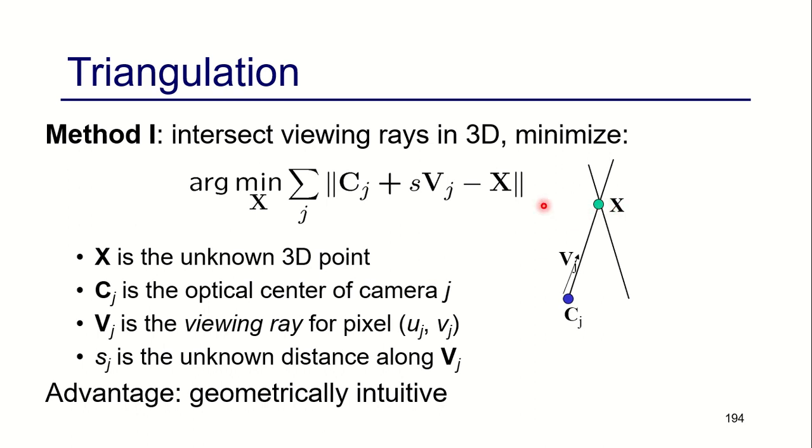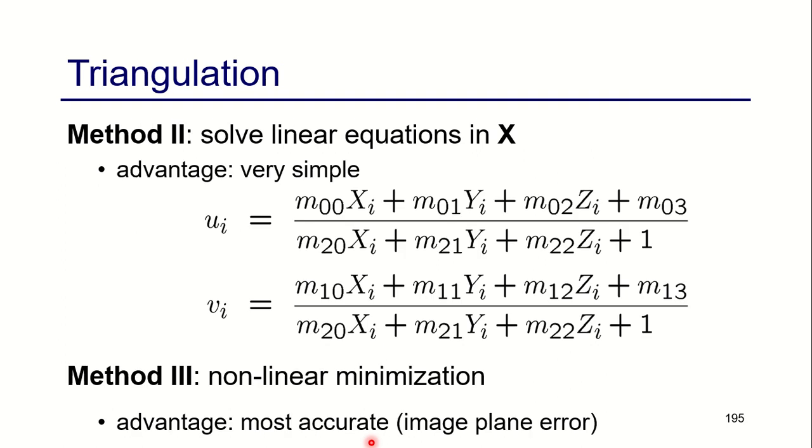So this is how argmin minimizes over X. X is the unknown 3D point, Cj is the optical center of camera j, and Vj is the viewing ray for pixel (uj, vj), and Sj is the unknown distance along Vj. And the advantage is it is geometrically intuitive.